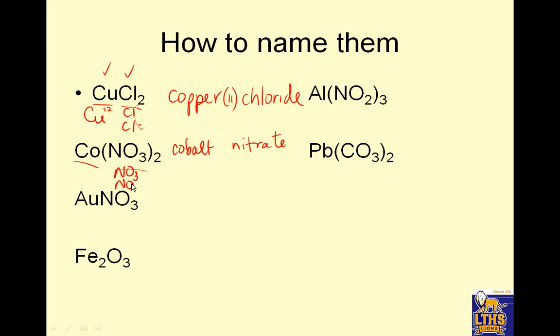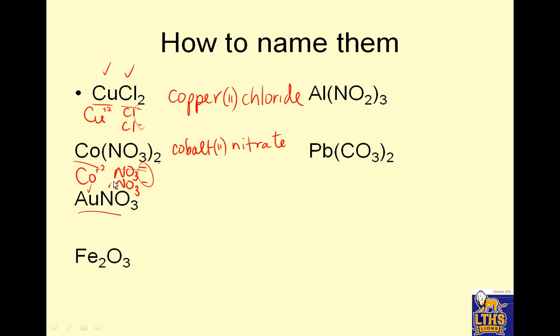There's a nitrate and another nitrate. Why am I writing it twice? Because that tells me the charge on nitrate, which I memorize, is -1. So this is a total of -2. There's only 1 cobalt in the compound. In order for this to equal 0, this had to be a +2. So I know this is a Roman numeral 2.